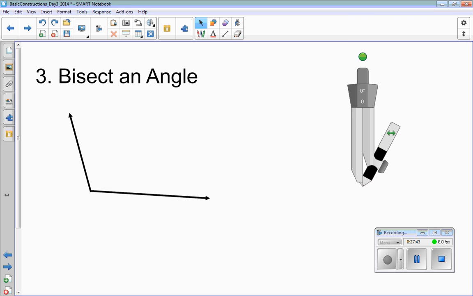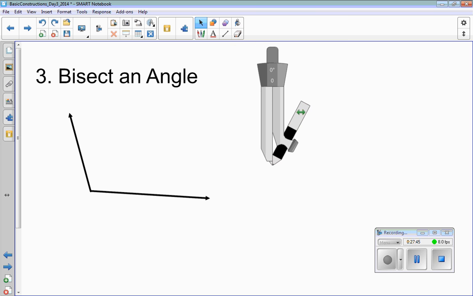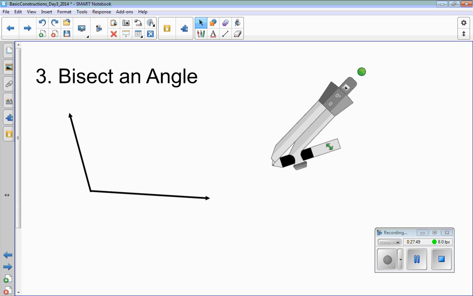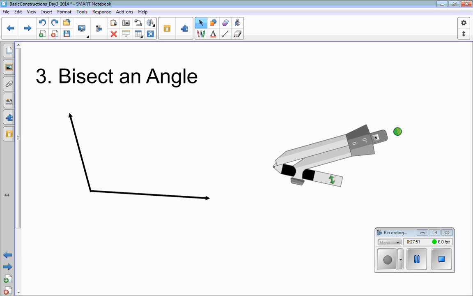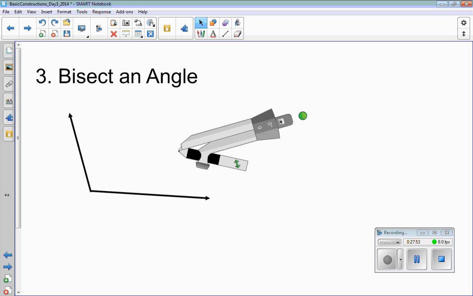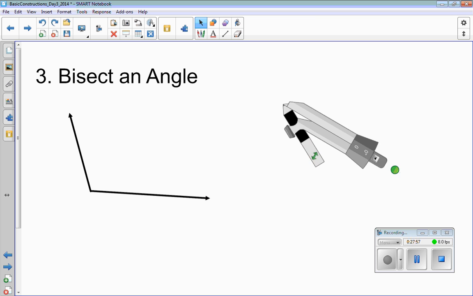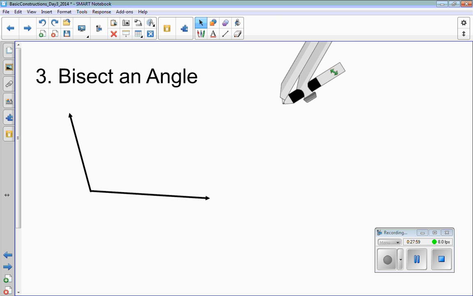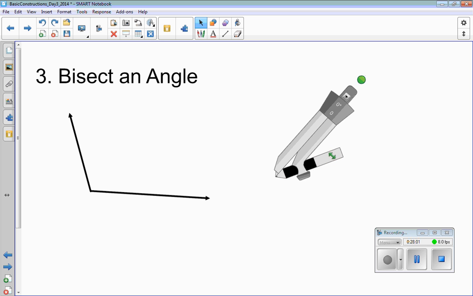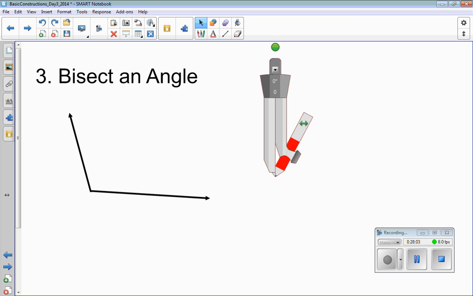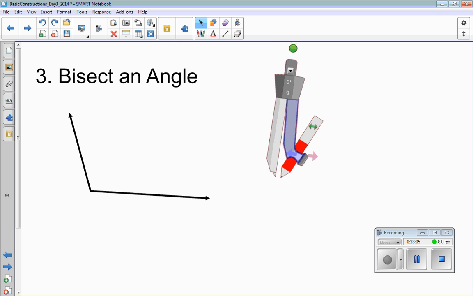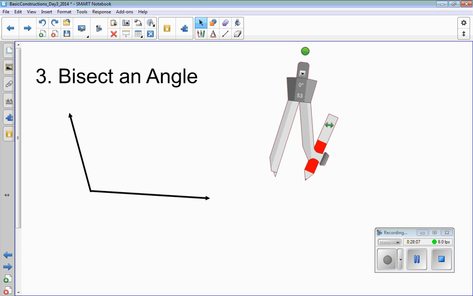Let's see. So if we want to bisect an angle, okay, I'm trying to get it so that, why isn't it working? It won't open. Sorry, hang on a minute. Having a moment. Really? There we go. Now it's still not going. There we go. Okay, good enough.